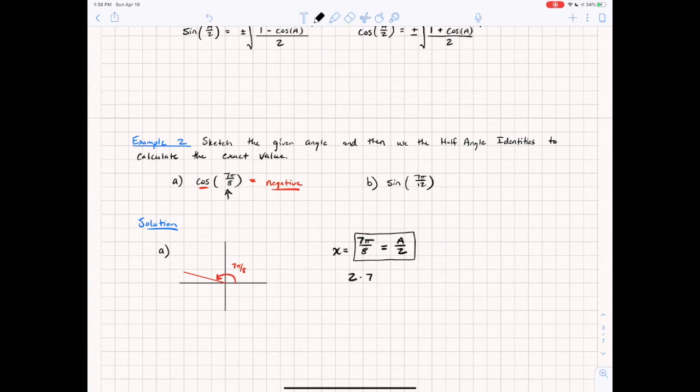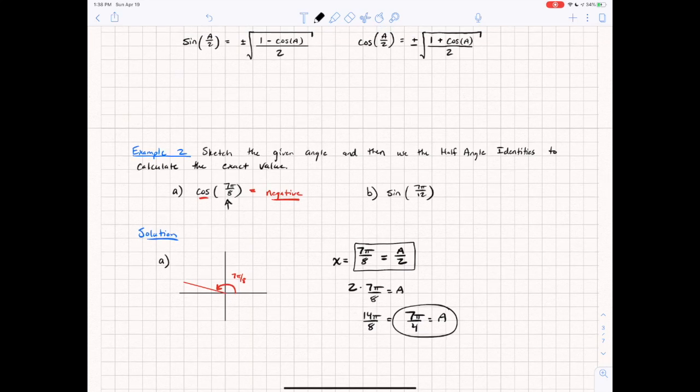Well, I need to multiply by 2 on both sides. This would give me 14 pi over 8. Dividing both of these by 2, I get 7 pi over 4. In other words, that's my a. That's the a that I'm going to be using in the formula for cosine. And that's how I get it.